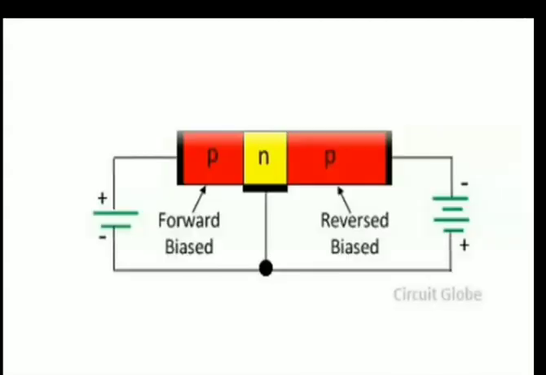Whereas in PNP, similarly, in order to make the transistor work, we have to connect the emitter and base to be forward biased and base and collector to be reverse biased. That is, in order to make the emitter base forward biased, we have to connect it to the same polarity. In order to make the base collector reverse biased, we have to connect it to the different polarity. Here the majority carriers will be holes.